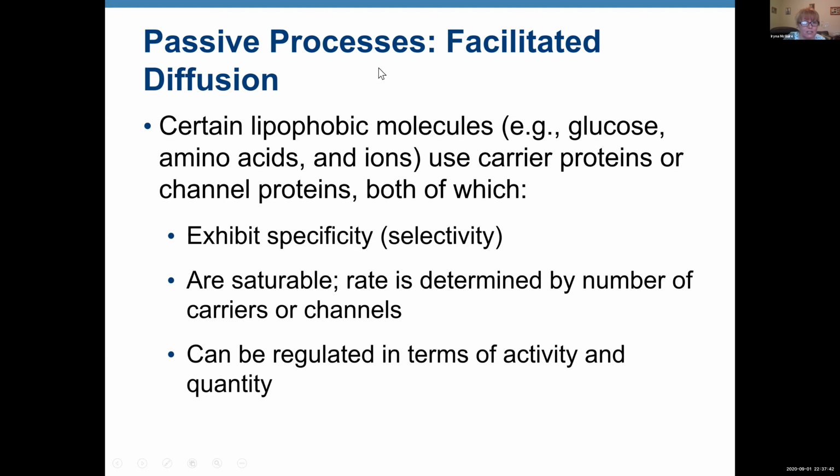Now, this facilitated diffusion exhibits specificity. So channels are only for specific ions. For example, sodium channels, only for sodium. Potassium, only for potassium. Calcium channels, only for calcium. Also, they are saturable. That means that if we are using all the proteins at this moment, we cannot increase the rate of diffusion anymore, right? So the rate of diffusion is determined by the number of carrier or channel proteins. And it can be regulated in terms of activity and quantity.